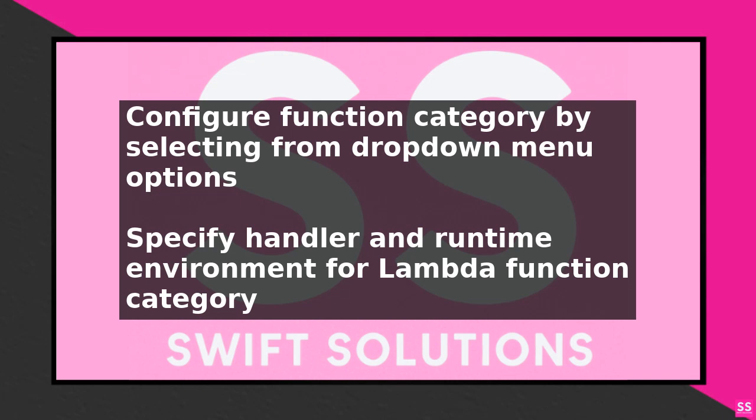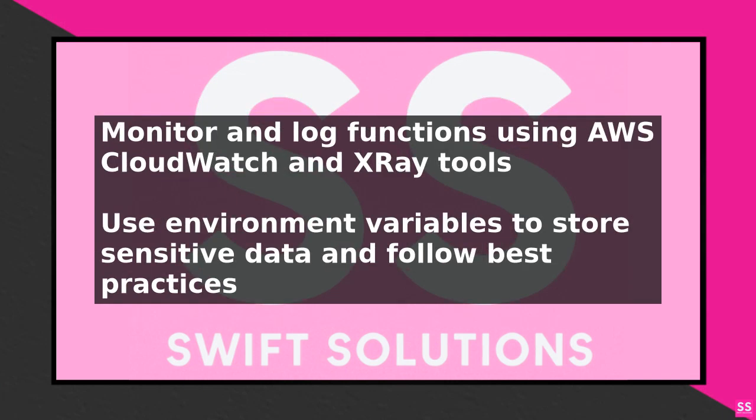Best practices for configuring AWS Amplify function category include using meaningful names for your functions and layers, and using environment variables to store sensitive data. It is also important to monitor and log your functions to ensure they are running correctly and to identify any issues. You can use AWS CloudWatch to monitor your functions and AWS X-Ray to troubleshoot performance issues.